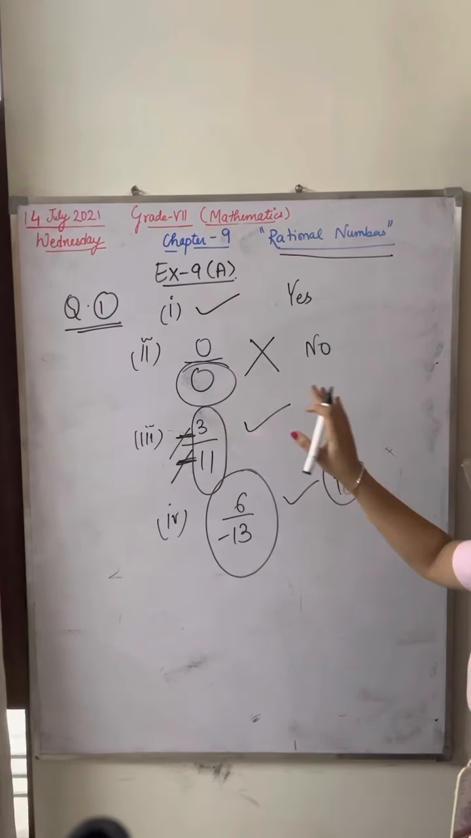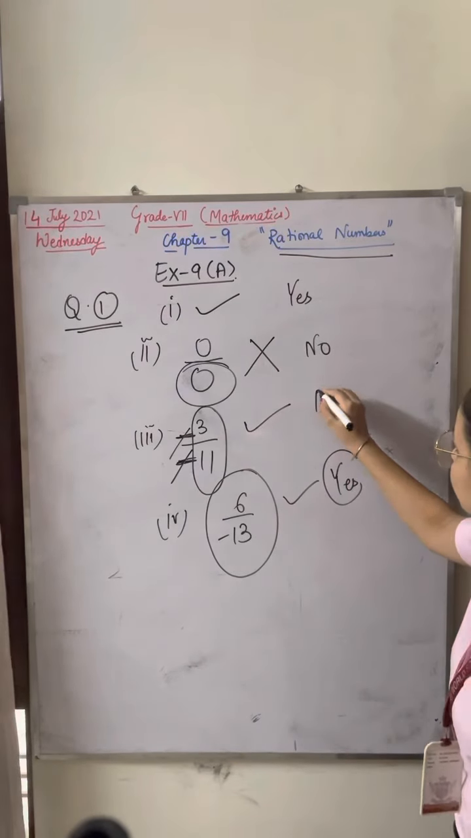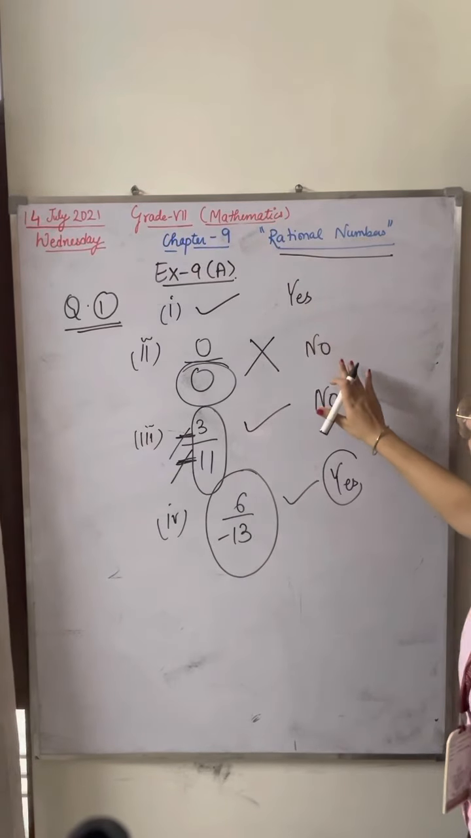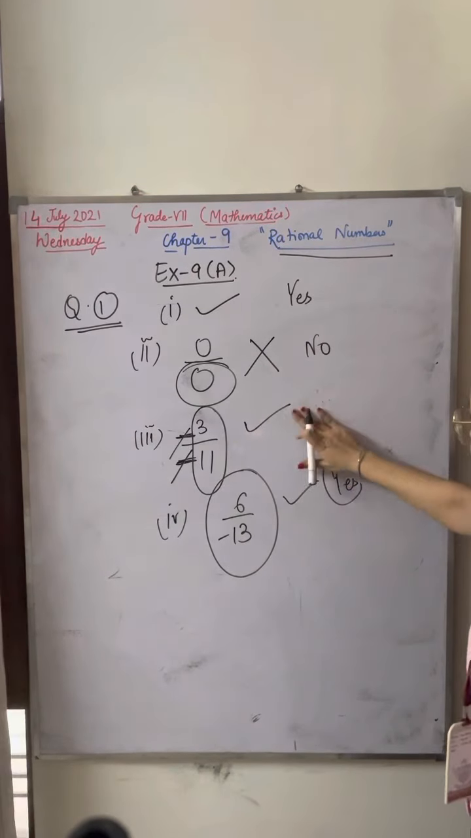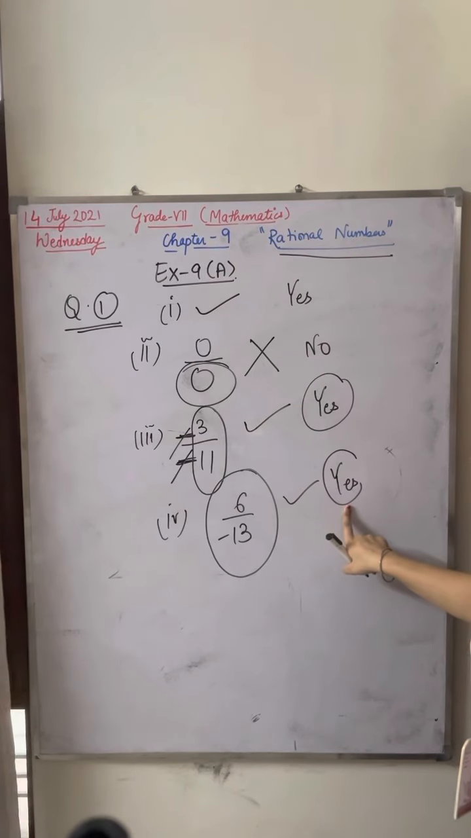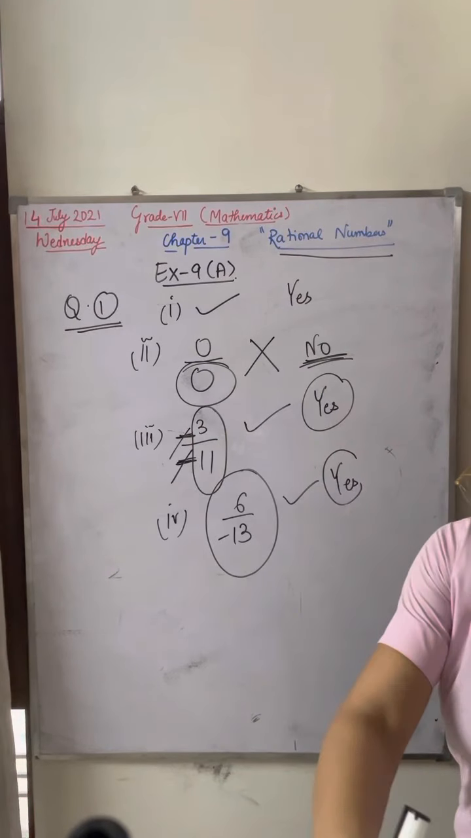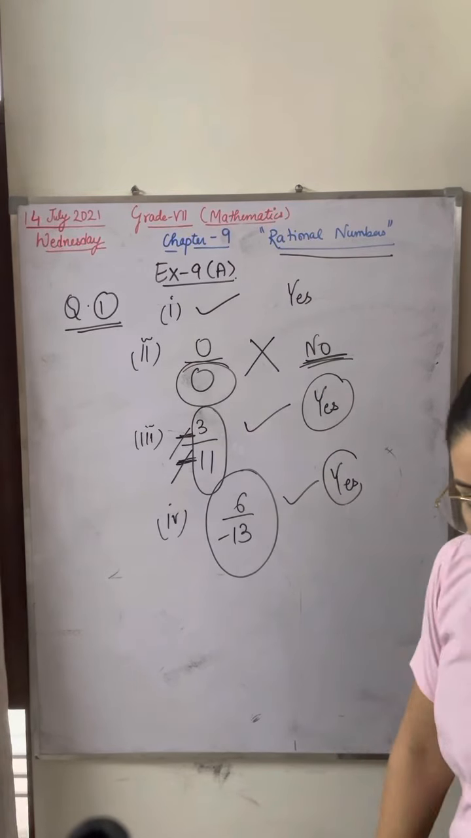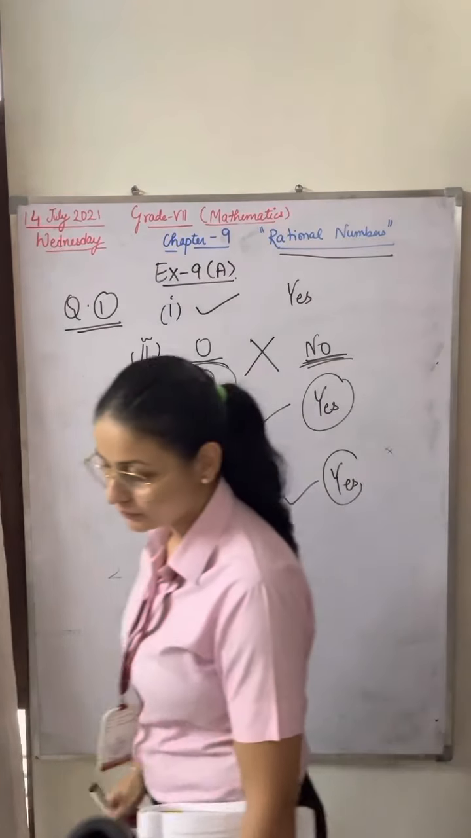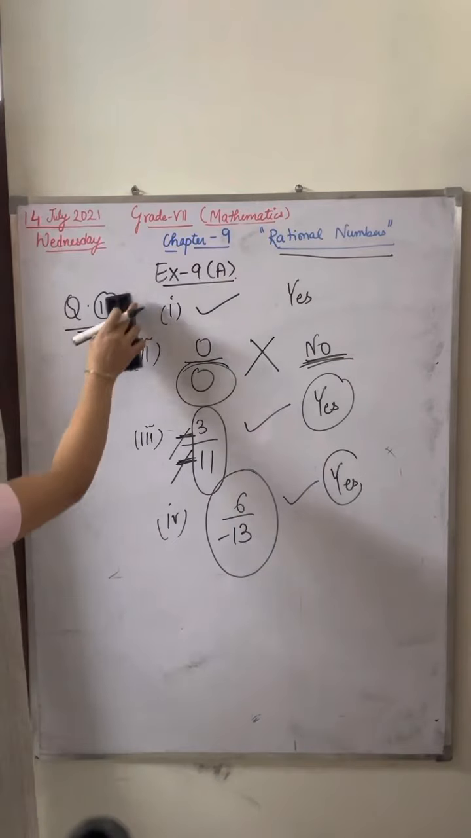In the first question, you just have to tell whether it is a rational number, yes or no. So you have to write in this way. This is yes, this is no, this is no, yes, this is yes. Only one is no. Easy? First question is easy? Okay, fine. Now let's start with the second question.